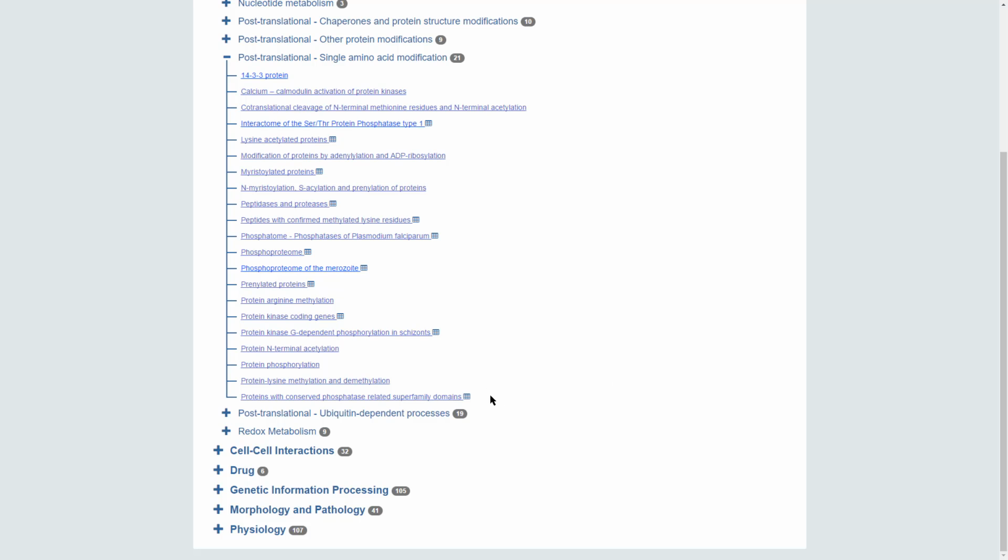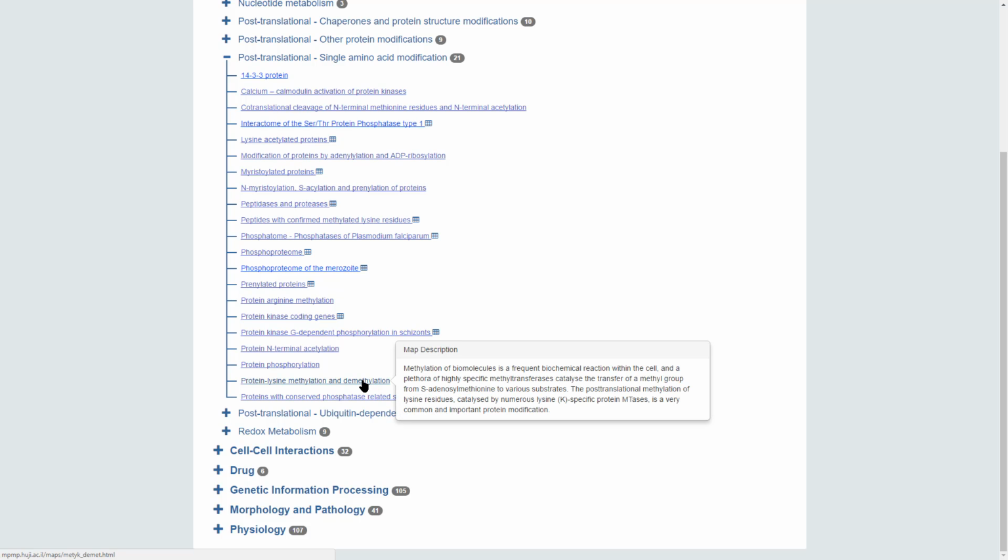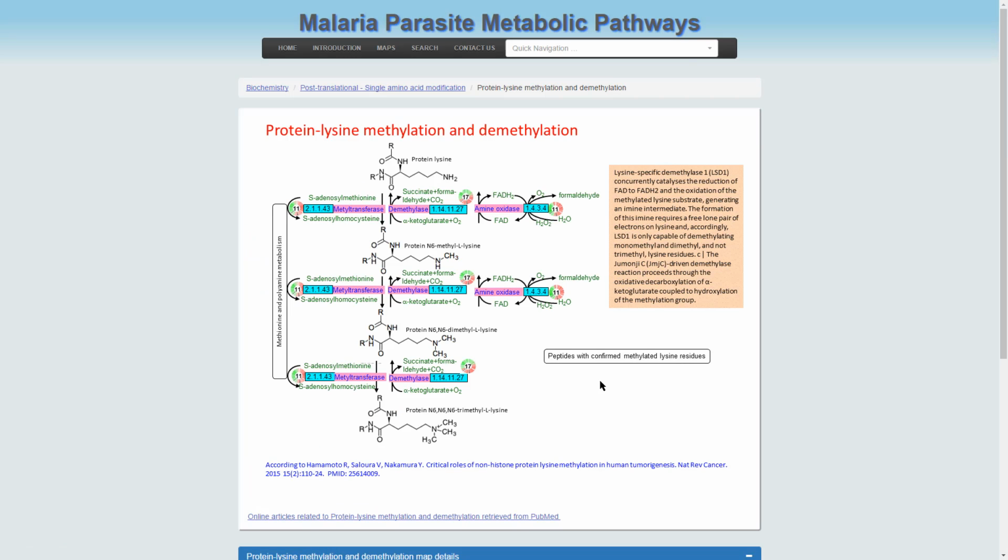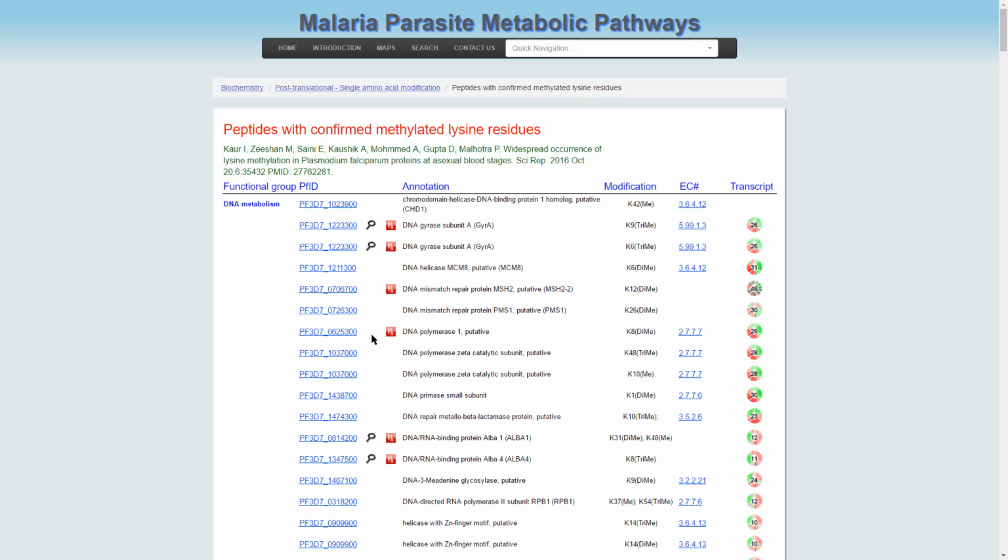We shall go now to another modification, here protein lysine methylation. You see that by successive activity of the methyltransferase, we get monomethylated, dimethylated, and trimethylated lysine residues on a protein. On the other hand, the demethylation can equilibrate or control the levels of mono, di, and trimethylation of the protein.